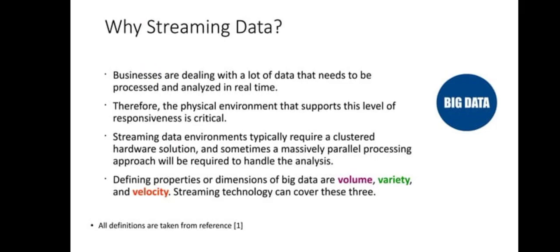Therefore, the physical environment that supports this level of responsiveness is critical. A streaming data environment typically requires a curated hardware solution, and sometimes a massively parallel processing approach will be required to handle the analysis. Defining properties or dimensions of big data are volume, variety, and velocity; streaming data can cover these three.